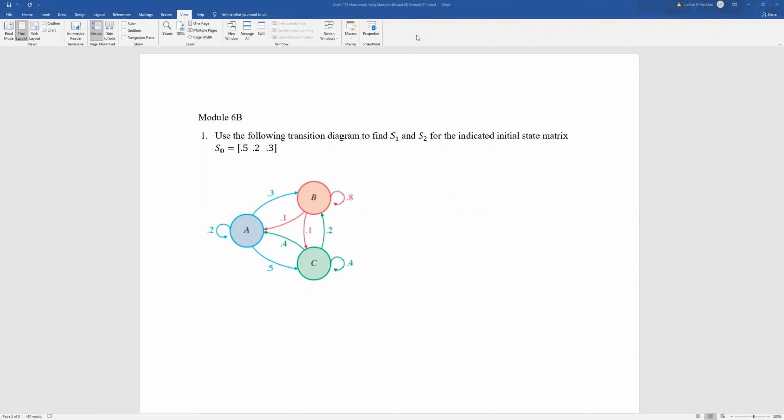All right, this is Module 6B. I picked 3 problems similar to some of the ones in the homework to go through with you on this.